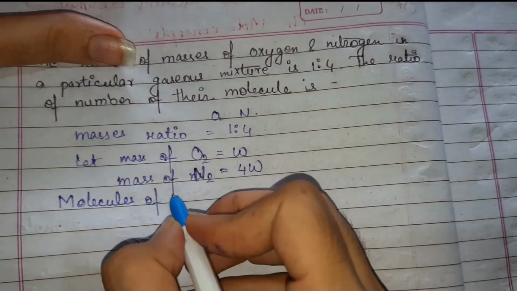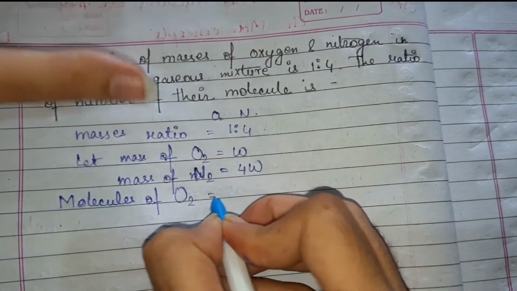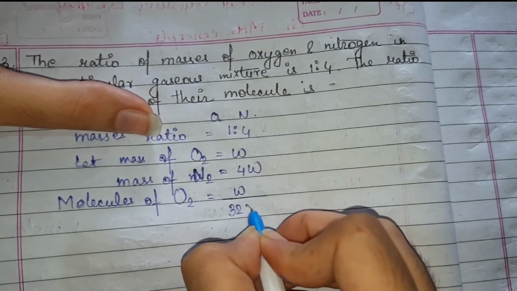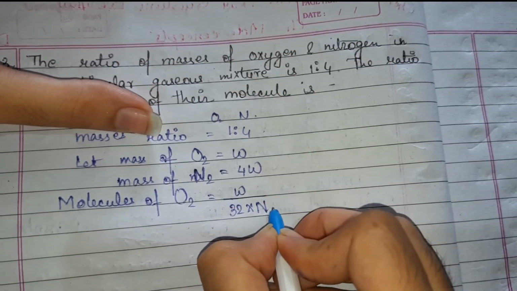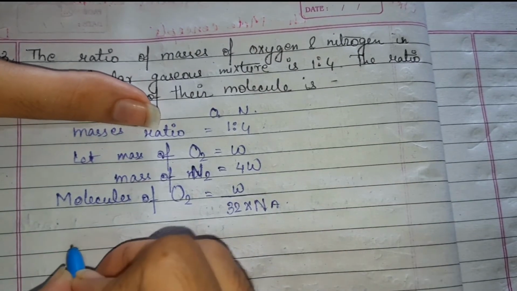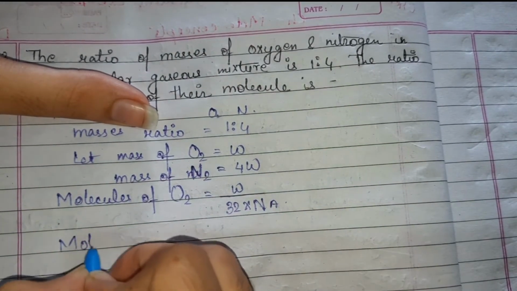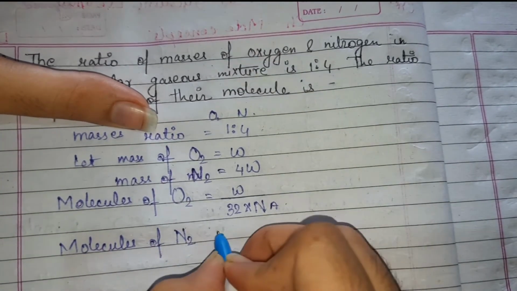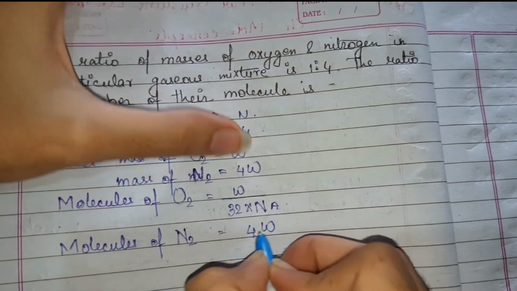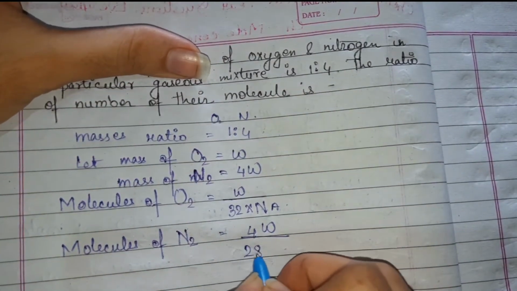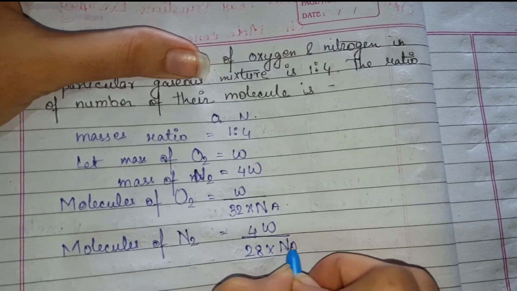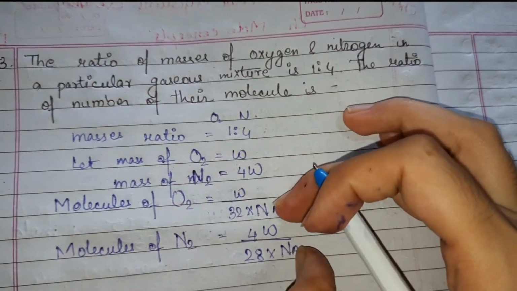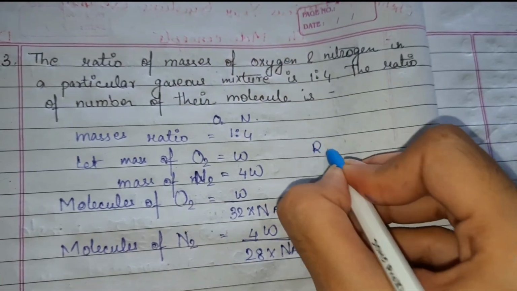So molecules of O2 is equal to mass by its molecular mass, into Na, in the denominator only. And molecules of N2 will be what? 4W mass by the molecular mass, which is 28, into Na. Now we just need to do the ratio of these two.